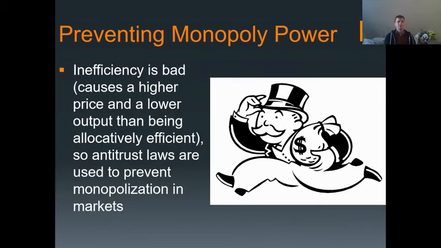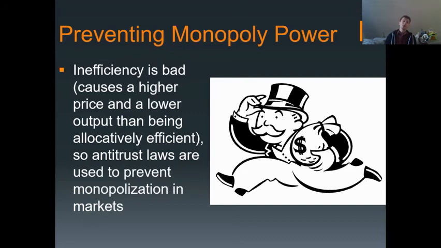Now, how do you prevent monopoly power? We always hear the idea that monopolies are bad. So how do we prevent it? First of all, why do we want to prevent it? Well, inefficiency is bad because it causes a higher price and a lower output than when you're being allocatively efficient. You recall, allocatively efficient is the perfectly competitive outcome. It is where your marginal cost equals your price, so where your MC meets your demand curve, or where supply meets demand. So that is a characteristic of a monopoly. It charges a higher price and has a lower output than a perfectly competitive outcome.